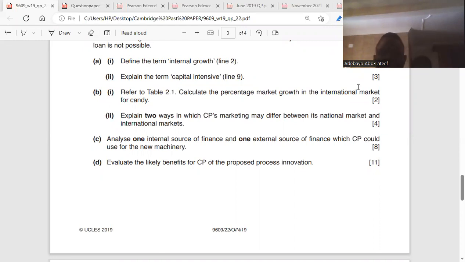D, evaluate the likely benefits for CP of the proposed process innovation. What is process innovation? Process innovation is the implementation of new ideas, or new or improved production methods, to the production process. That means you are implementing new methods for production. It could be through new use of equipment. It could be through modification of products.